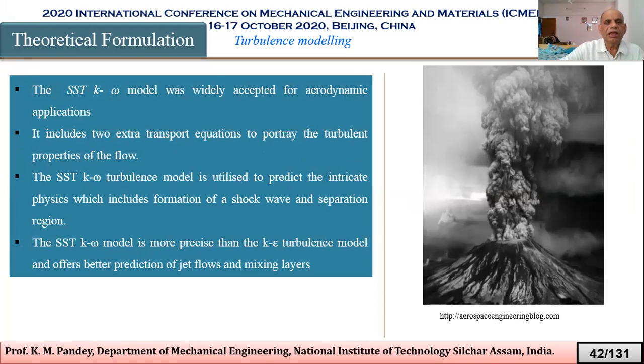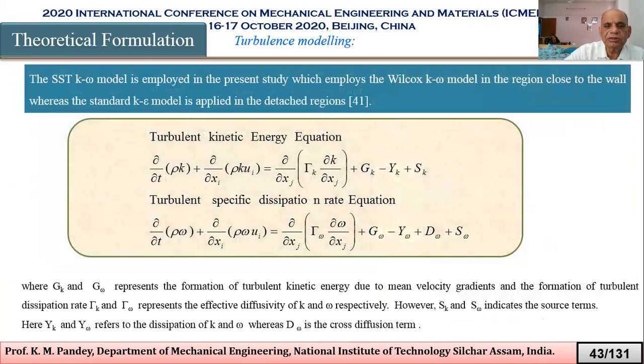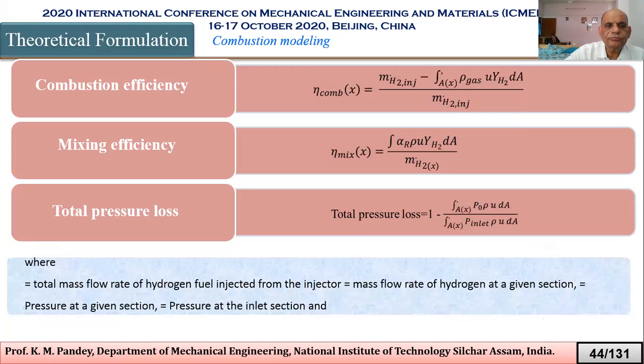Next, the SST k-omega model is widely accepted for aerodynamic application. It includes two extra transport equations to portray the turbulent properties of the flow. And the SST k-omega turbulence model is utilized to predict the intricate physics, which includes formation of a shock wave and separation region. And the SST k-omega model is more precise than the k-epsilon turbulence model and offers better prediction of jet flows and mixing rates. So we have used here the SST k-omega model for our numerical analysis. So these are the turbulent kinetic energy equations for the SST k-omega model. These are the formulas for combustion efficiency, mixing efficiency, and for total pressure loss.